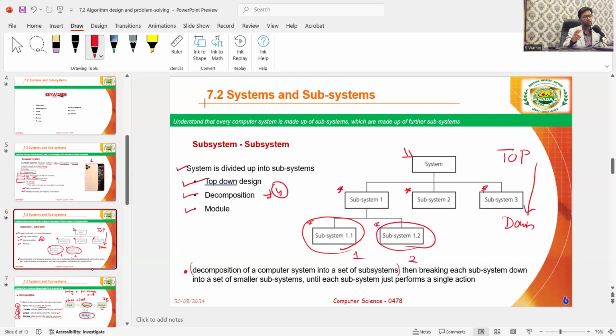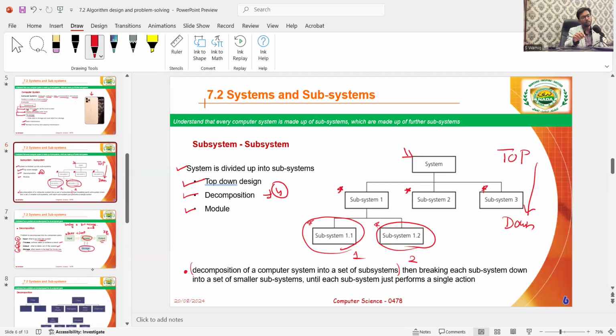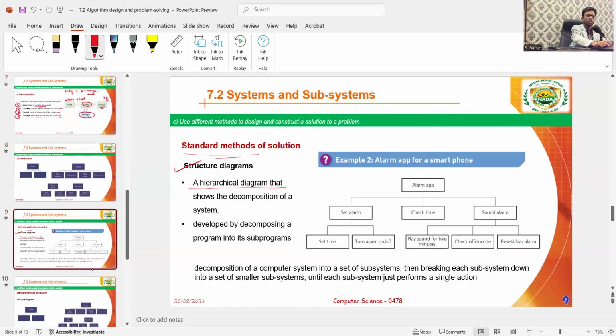What is decomposition? Decomposition is the process of breaking down your problem into smaller problems so that a solution can be reached. And decomposition has four stages. What are those four stages? Input, process, output, storage. Other than that, what is a module? A module is the single box, the single area of your problem. So this is an example of decomposition. This is also an example of a structure chart. Here it says that it is a hierarchical diagram. A hierarchical diagram refers to having everything in correct order. For example, first of all, you have an alarm app and so on. You have the other areas right here as well.